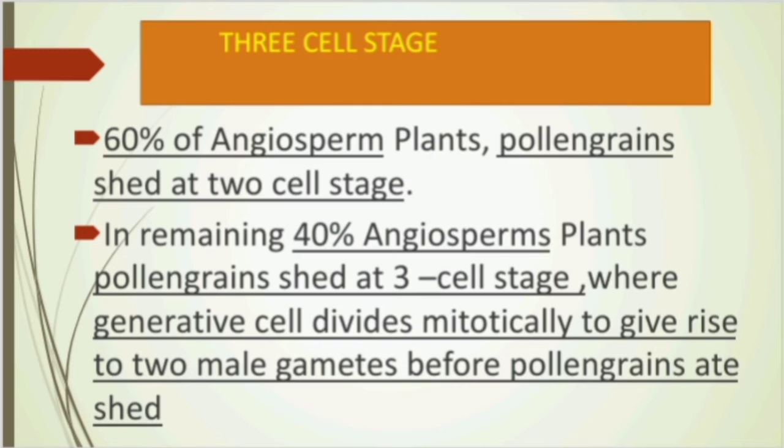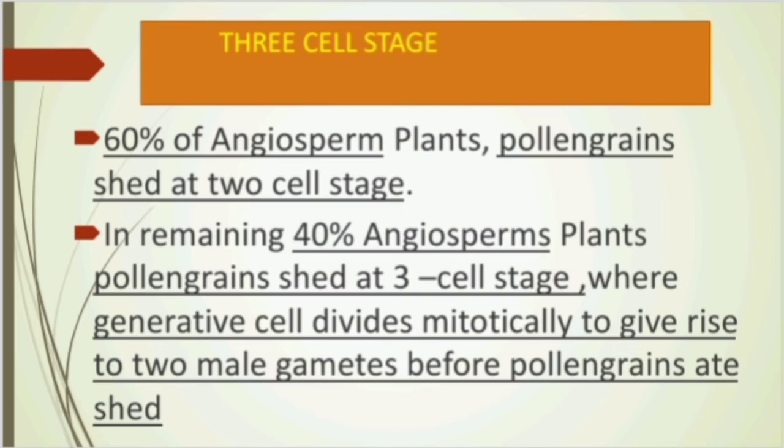But the remaining 40% of angiosperm plants will undergo one more mitotic division of the generative cell. Okay, so we know the generative cell itself is a single cell. And if that single cell undergoes mitotic division, that is the multiplication phase, it will give rise to two cells. So now collectively we have three cells. By means of mitotic division we got two cells, but initially we also had one vegetative cell. So now 2 plus 1 is equal to 3.